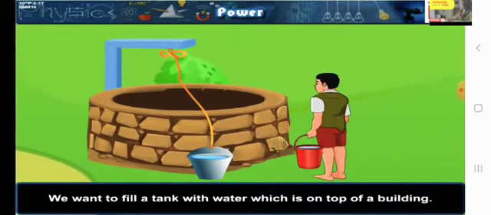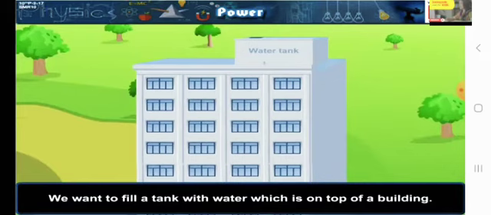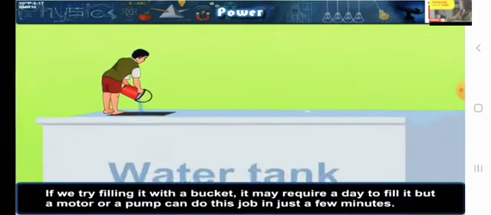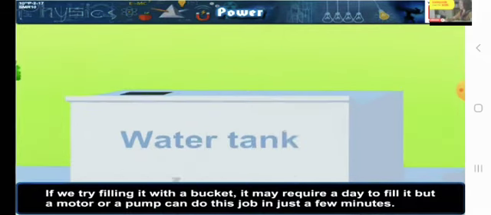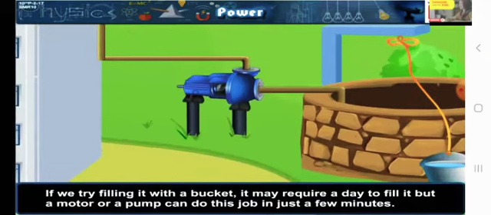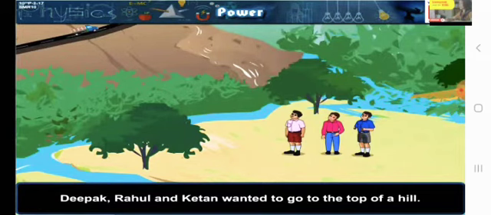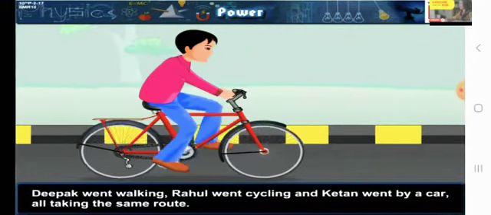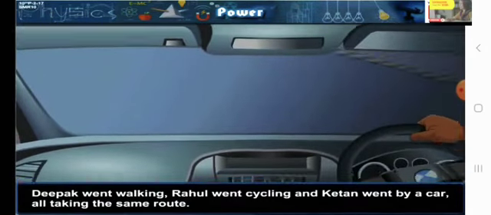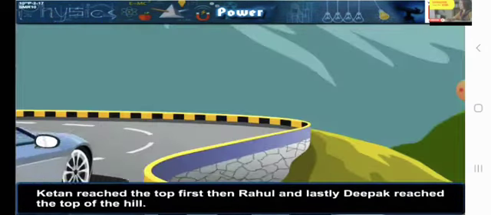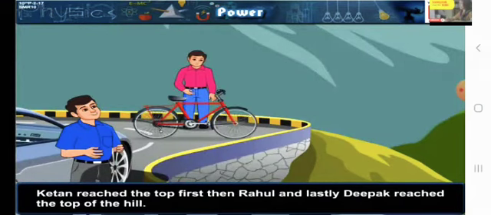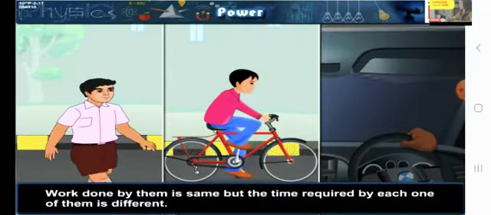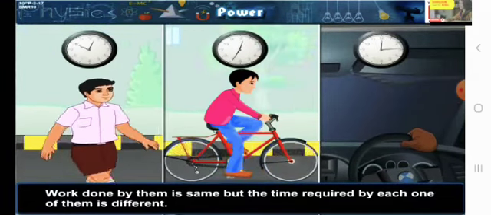We want to fill a tank with water, which is on top of a building. If we try filling it with a bucket, it may require a day to fill it, but a motor or a pump can do this job in just a few minutes. Deepak, Rahul and Ketan wanted to go to the top of a hill. Deepak went walking, Rahul went cycling, and Ketan went by a car, all taking the same route. Ketan reached the top first, then Rahul, and lastly, Deepak reached the top of the hill. Work done by them is the same, but the time required by each one of them is different.